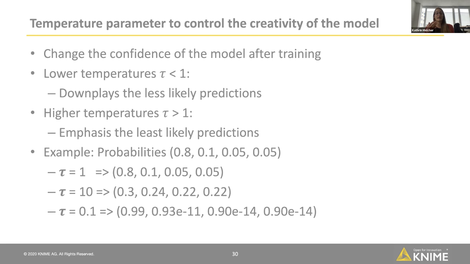This means we would end up also with more different words, but we would get also rather words which might not really be words. On the other hand, if we have a temperature lower than one, for example, 0.1, then we downplay the less likely predictions. And here we see now the probability, which is already really high with 0.8, becomes even higher with 0.99. And the probabilities which are already low become even lower. This means we are likely to predict only the ones which have already a high probability.